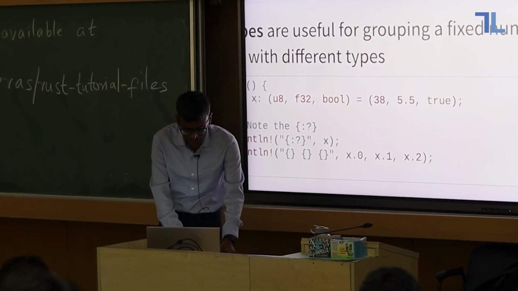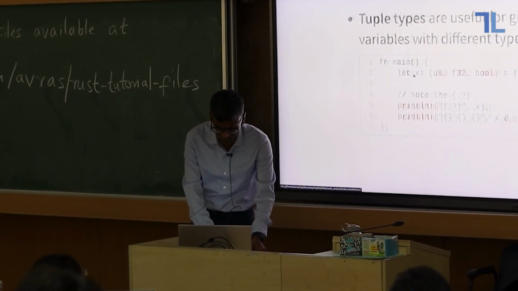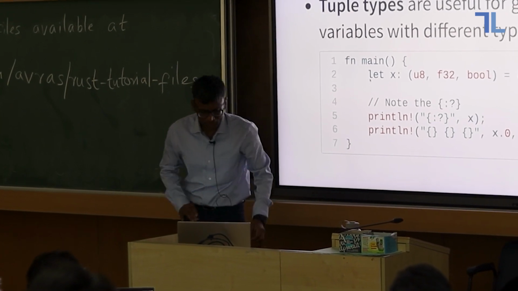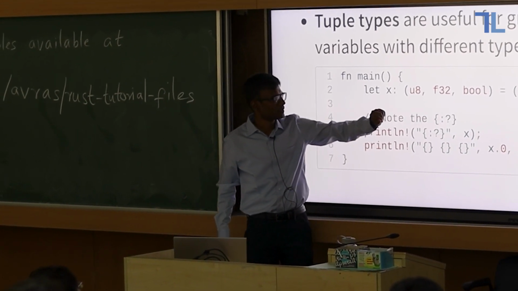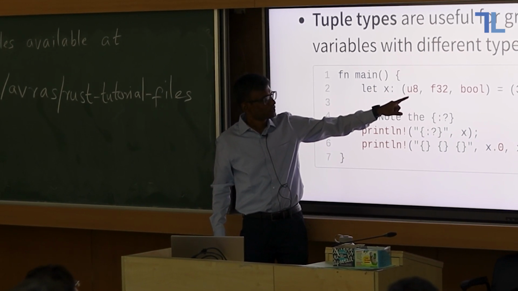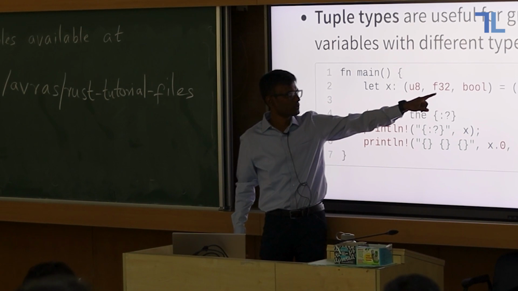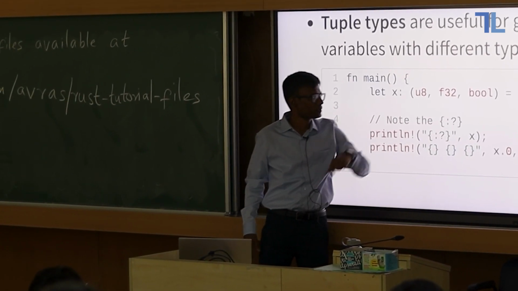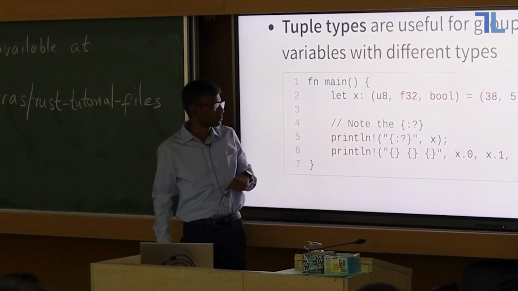So this x has type, it's a tuple having 3 elements or 3 compartments. The first one is an 8-bit unsigned integer, the second one is a 32-bit floating point, and the third one is a bool. And I'm assigning it 38, 5.5 and true.